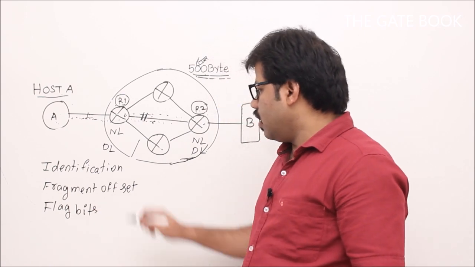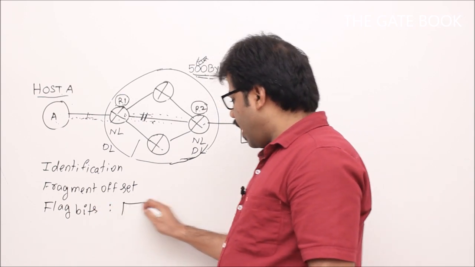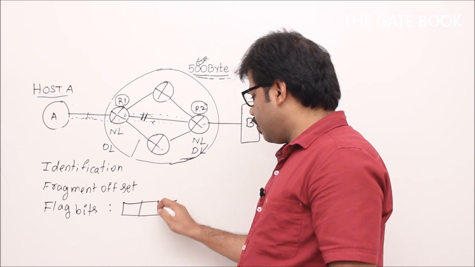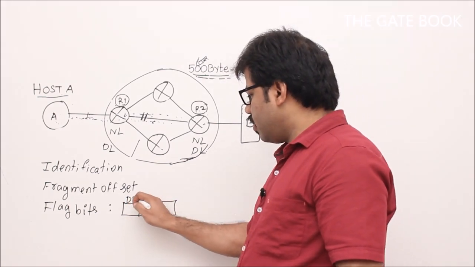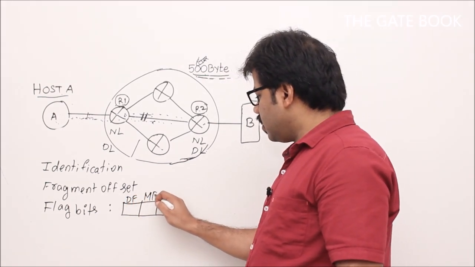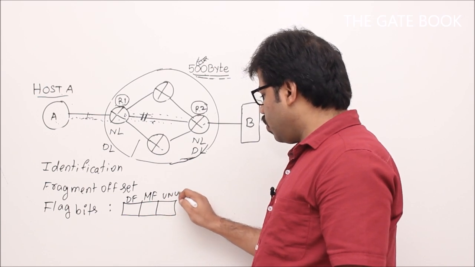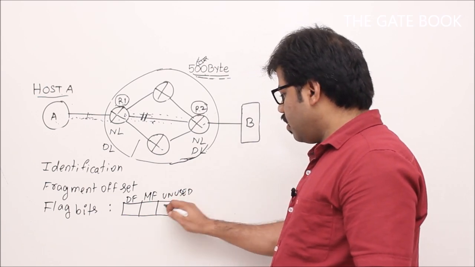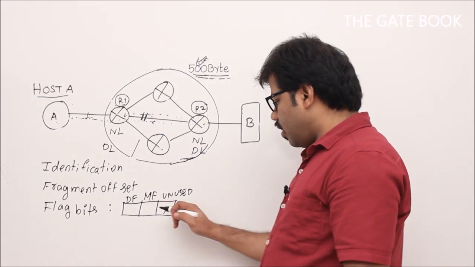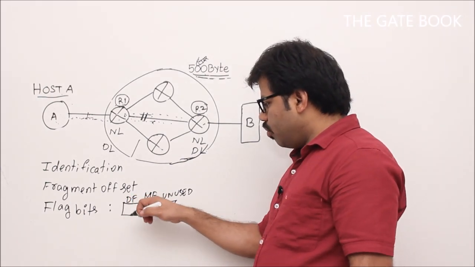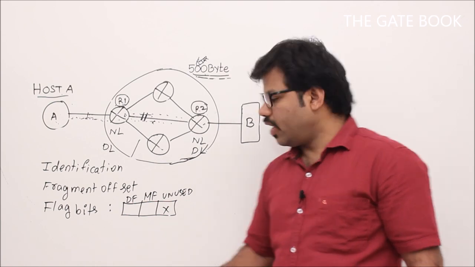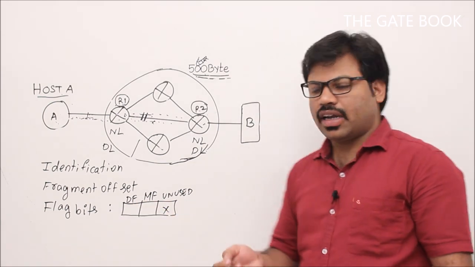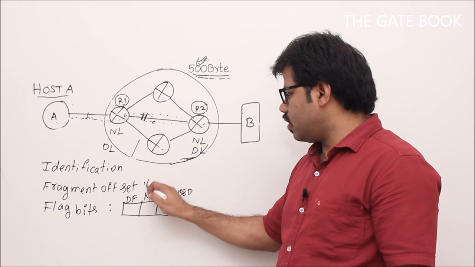First of all, we'll see flag bits. Flag bits are three. One is don't fragment, second is more fragments, and the third bit is unused. That means you don't use this third bit. Ignore it, it is not defined. So don't fragment and more fragments should be defined. What is don't fragment and what bit pattern should we use? There are two possibilities, 1 and 0.